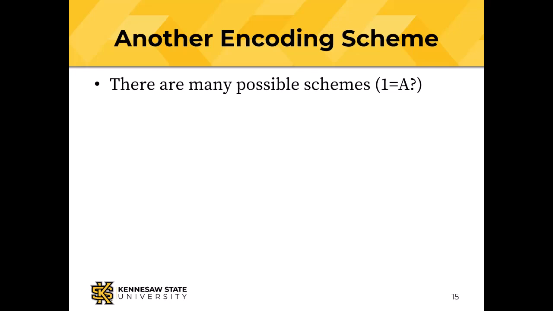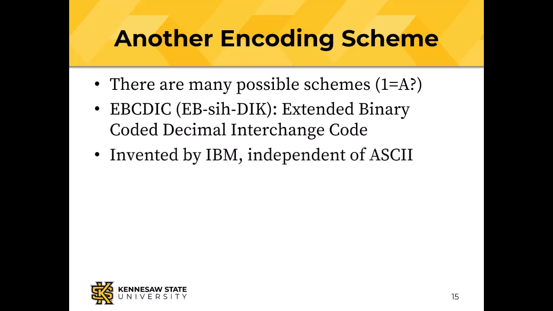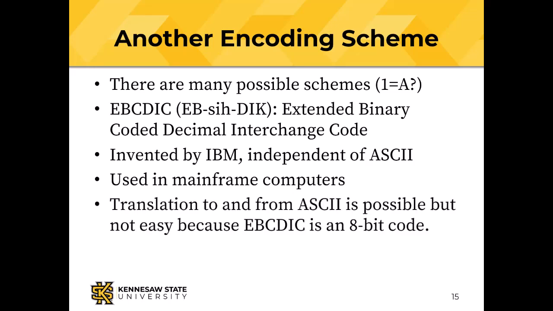I just mentioned ISO 8859. For historical purposes, I need to mention EBCDIC, the Extended Binary Coded Decimal Interchange Code. That was invented by IBM, independent of ASCII, and used in IBM mainframe computers. You might still find some EBCDIC files around somewhere. Translation to and from ASCII is possible, but not easy, because EBCDIC is an 8-bit code, and so there are 256 characters, not 128.